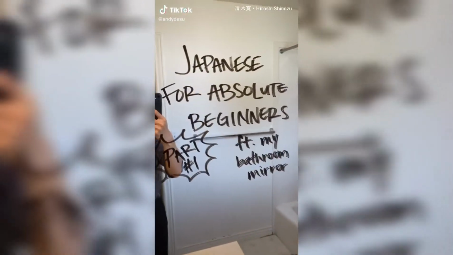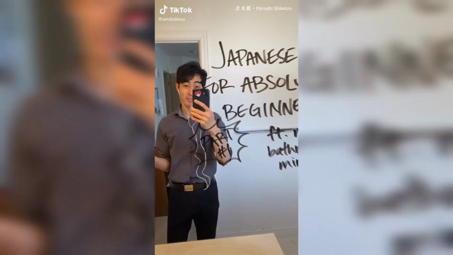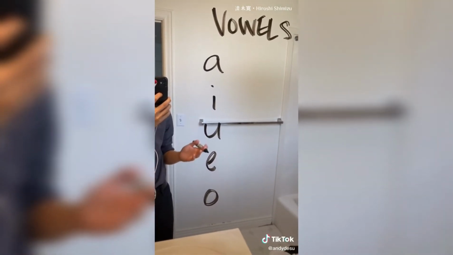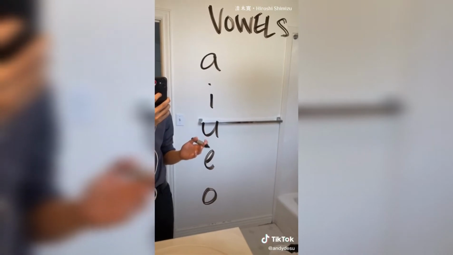Japanese for absolute beginners, featuring my bathroom mirror. In Japanese, we have 5 vowel sounds: A, I, U, E, O.